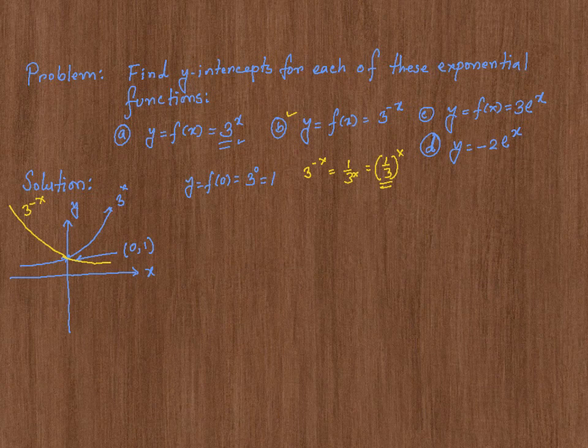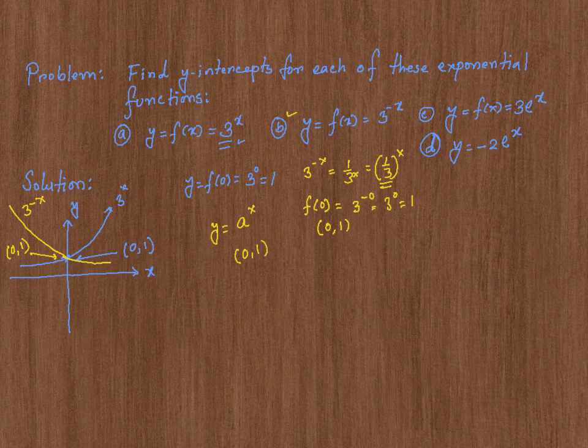Now, we can do the same thing here. We want to find out f of 0 for this one, which is going to be 3 to the power negative 0, which is 3 to the power 0, which is just 1. So the y-intercept is going to be at (0, 1), the same point. As it turns out, any function that has the form y is equal to a to the power x, its y-intercept is always going to be at (0, 1).